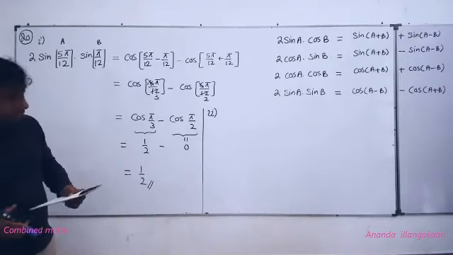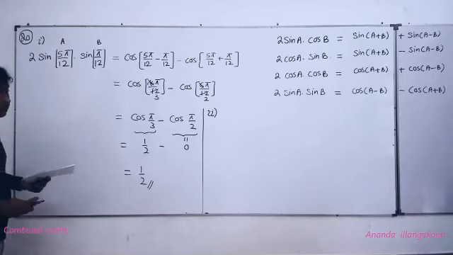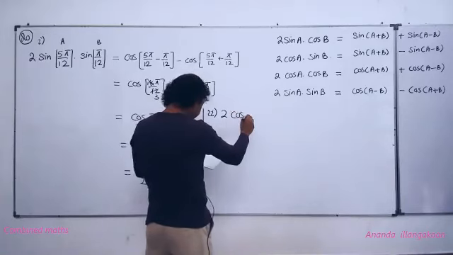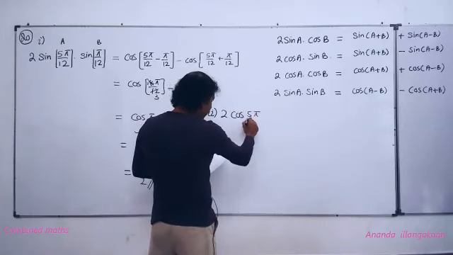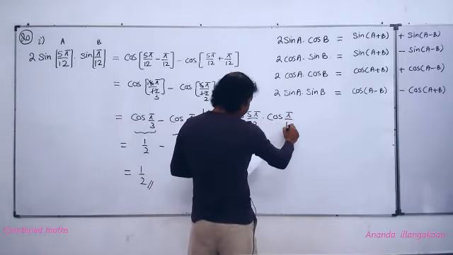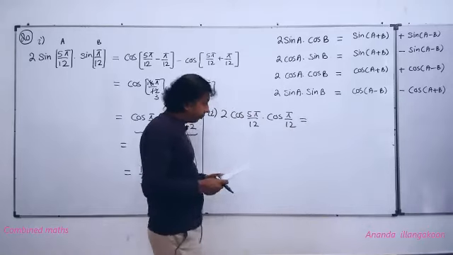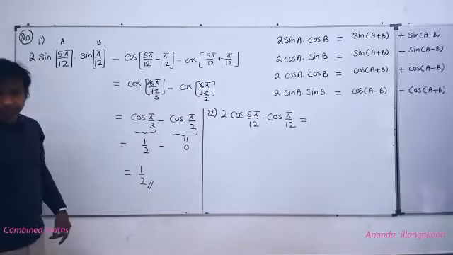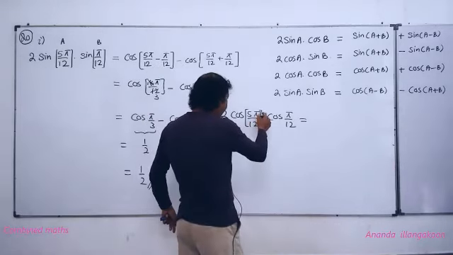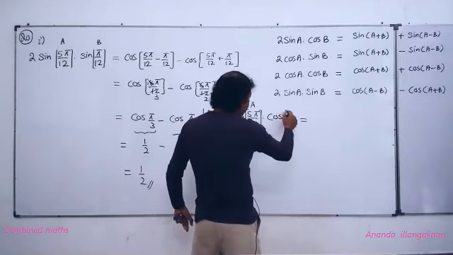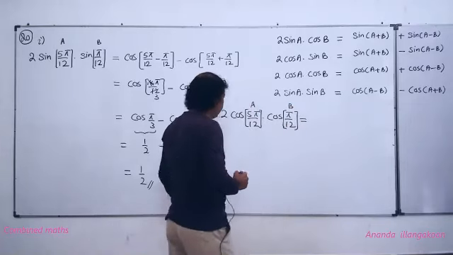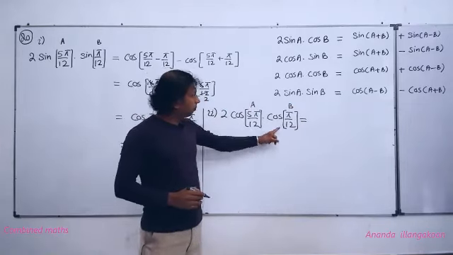Second part, question number 20, second part. 2 cos 5 pi by 12 into cos pi by 12. We have to prove this is equal to half. Same way you can think, people. If I take this 5 pi by 12 as the angle A and pi by 12 as the angle B, see, what do we have in the left hand side? 2 cos A cos B. It's this, no?